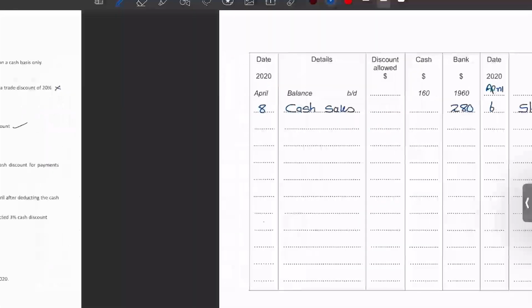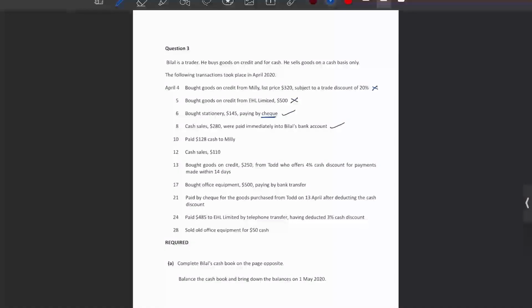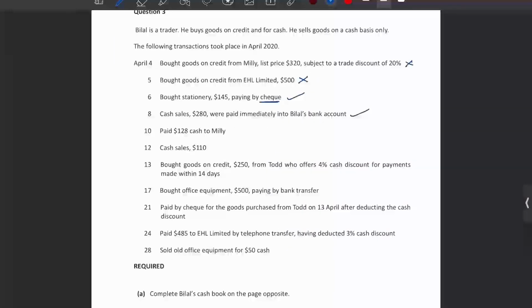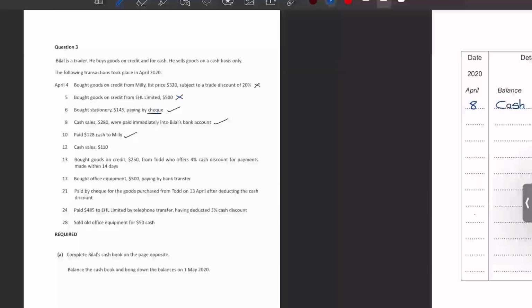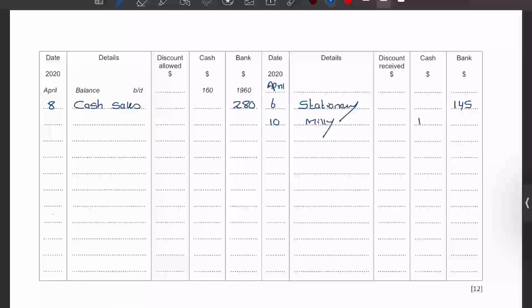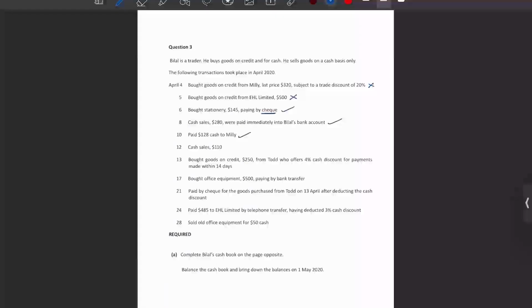Look at the next one now. Easy. Paid 128 cash to Millie. What will happen to cash? Credit. It is reducing, right? Then you have to put it on the right side. Write 10, Millie. Millie, 128 cash. You can enter 128 over here. Right? You are paying 128 cash to Millie. Next.